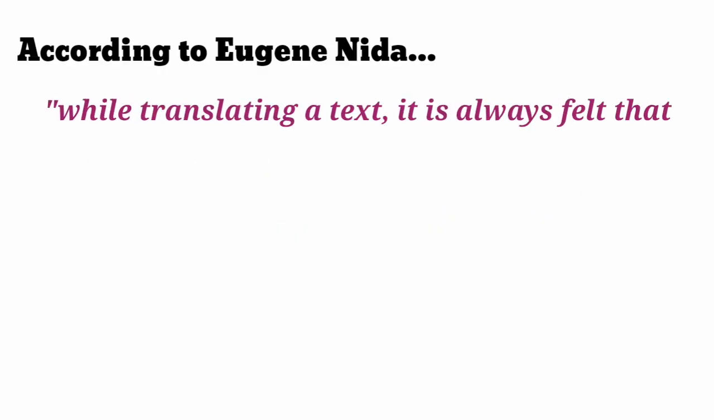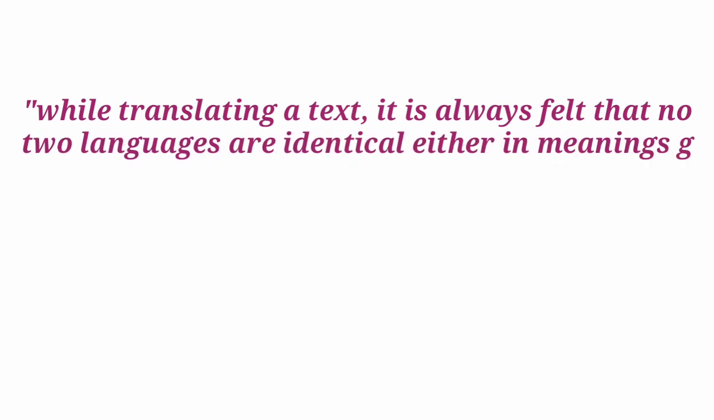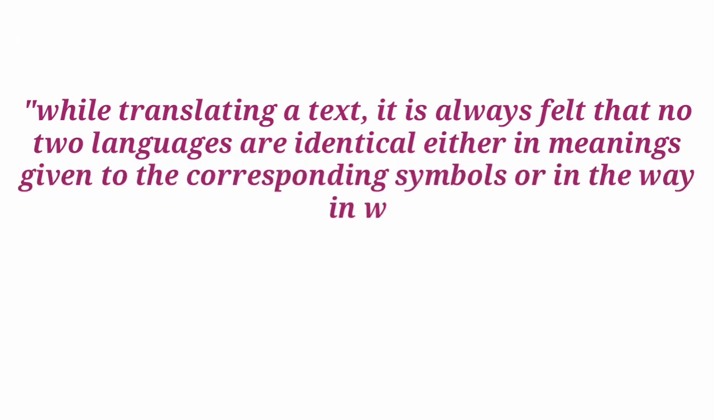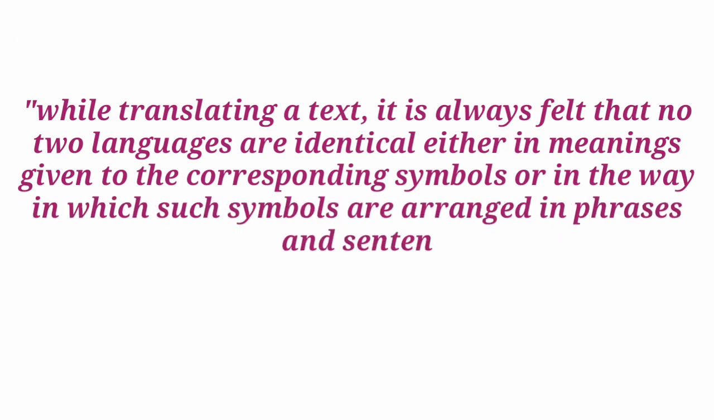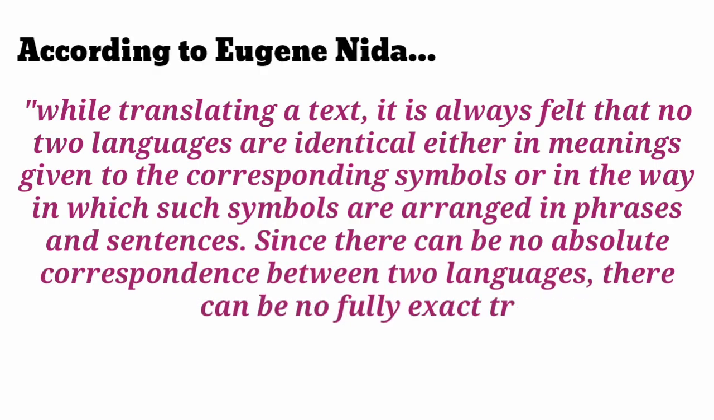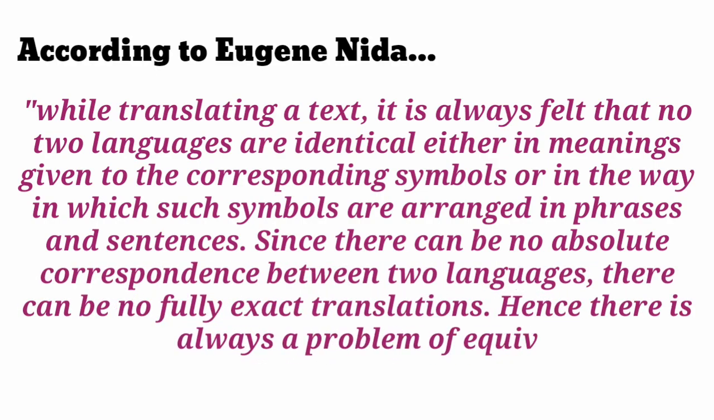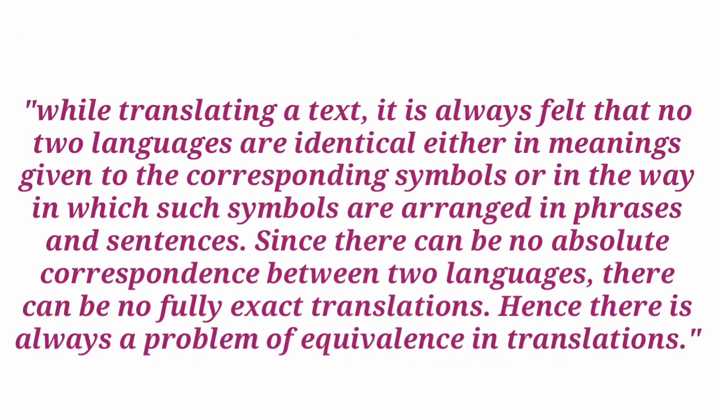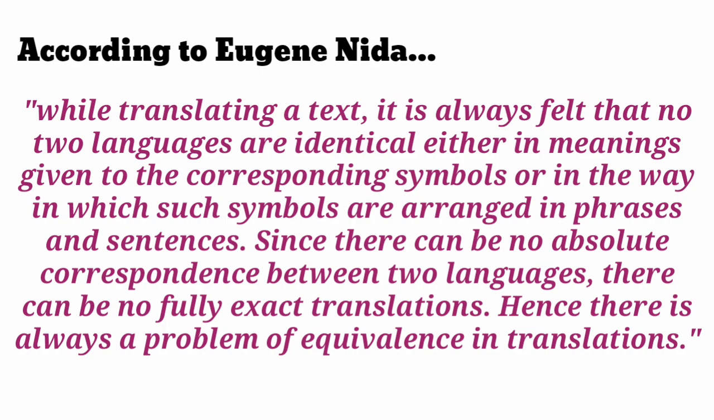According to Eugene Nida, while translating a text, it is always felt that no two languages are identical either in meanings given to the corresponding symbols or in the way in which such symbols are arranged in phrases and sentences. Since there can be no absolute correspondence between two languages, there can be no fully exact translations. Hence, there is always a problem of equivalence in translations. I wish to repeat once again: hence, there is always a problem of equivalence in translations.